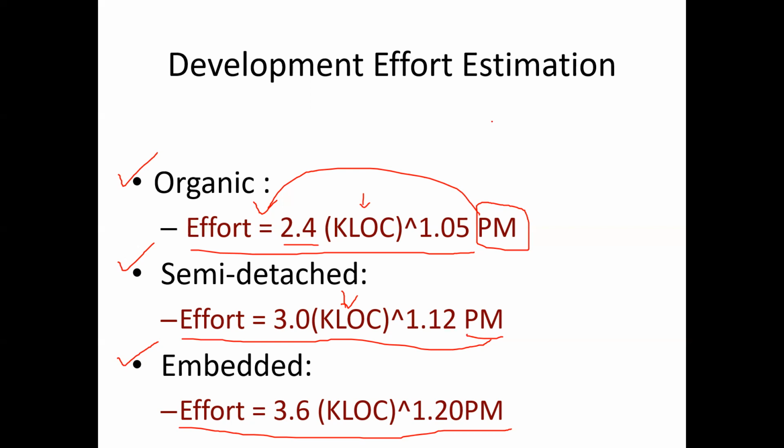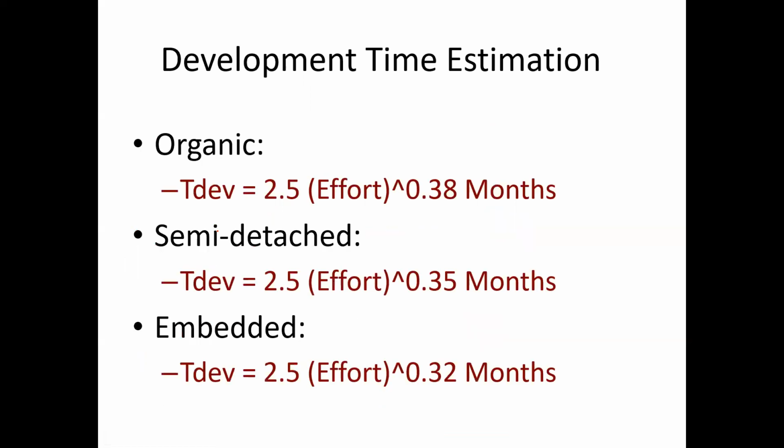Now, if you have made this effort estimation, then from effort I have another formula, for time for development. Calculating the time for development, we have this formula. Again, according to the three types, the formula will change. For organic type, this is T development, which means time for development.